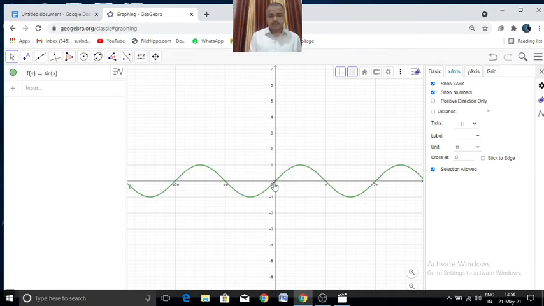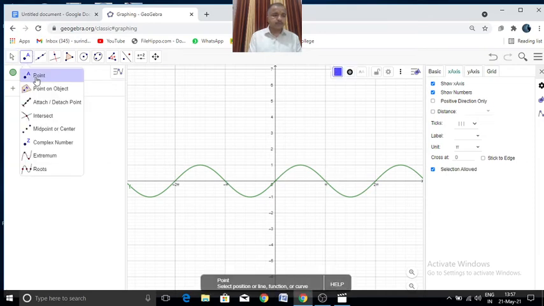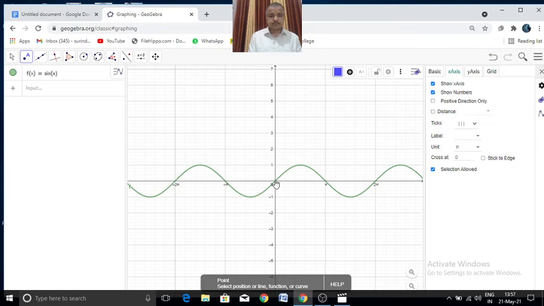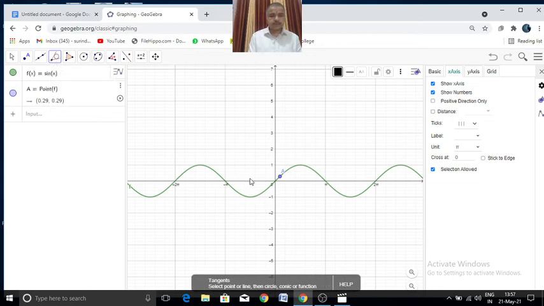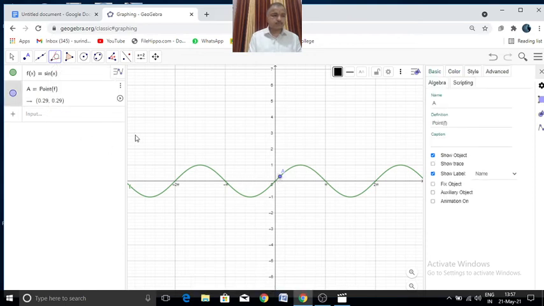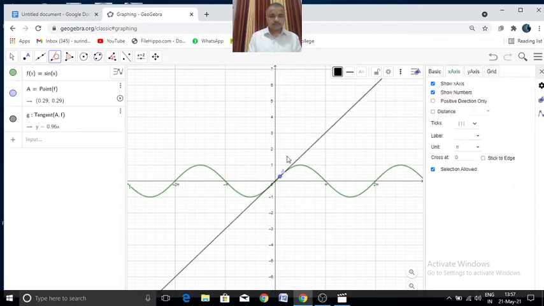Look at this as before. In 0 to pi, this curve is concave downward, and in pi to 2 pi this curve is concave upward. Let us see how. Take any point A somewhere here. Now we draw a tangent at this point A. Now look, the branch of the curve is below this tangent.